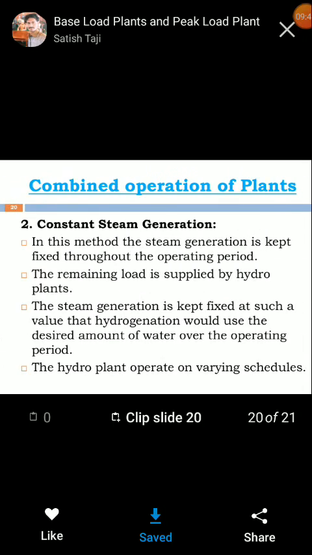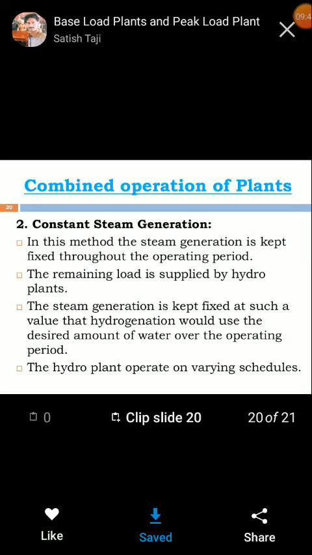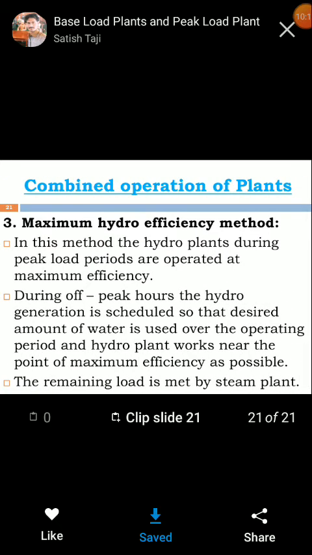Constant steam generation. In this method, the steam generation is kept fixed throughout the operating period. The remaining load is supplied by the hydro plant. The steam generation is kept fixed at such a value that hydro generation would use the desired amount of water over the operating period. The hydro plant operates on varying schedules.